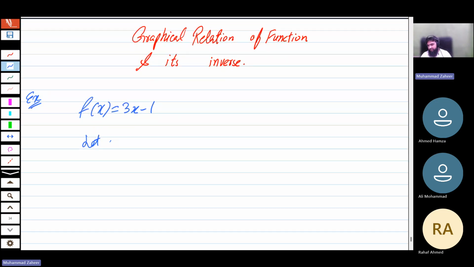All right, now we are talking about the graphical relation of the function and its inverse. We are just going to go through a small example, and inshallah we are going to do it in detail in the next class.